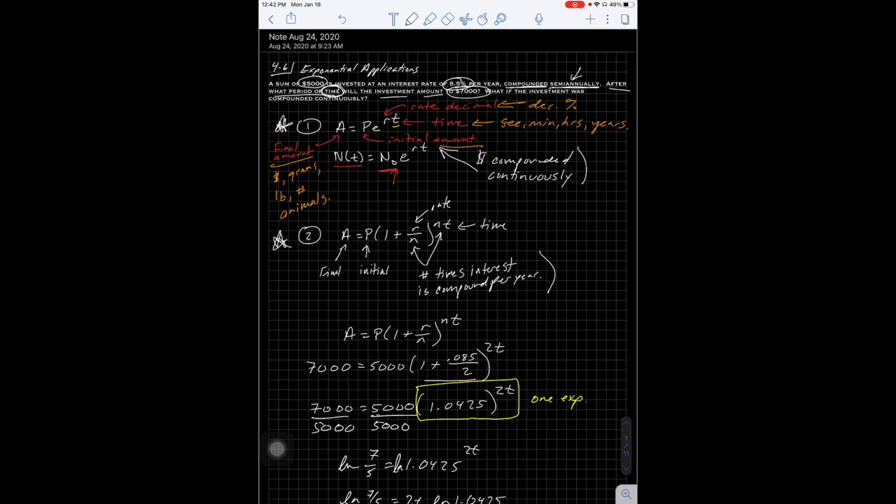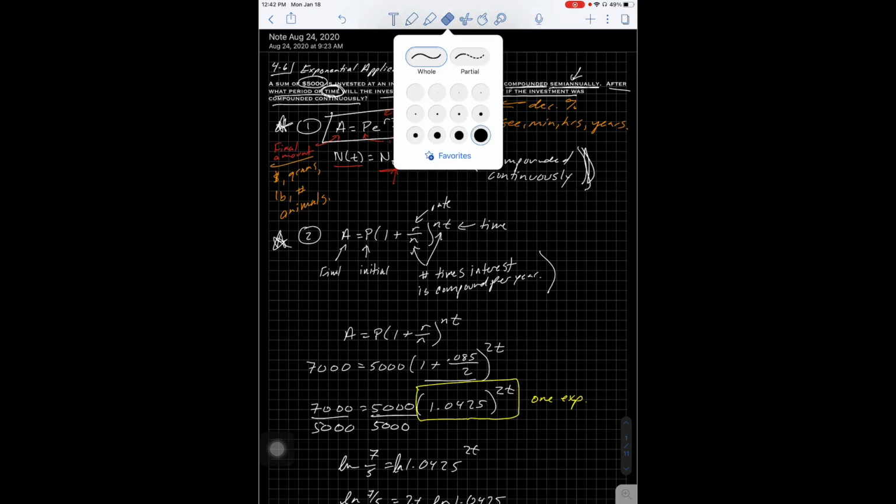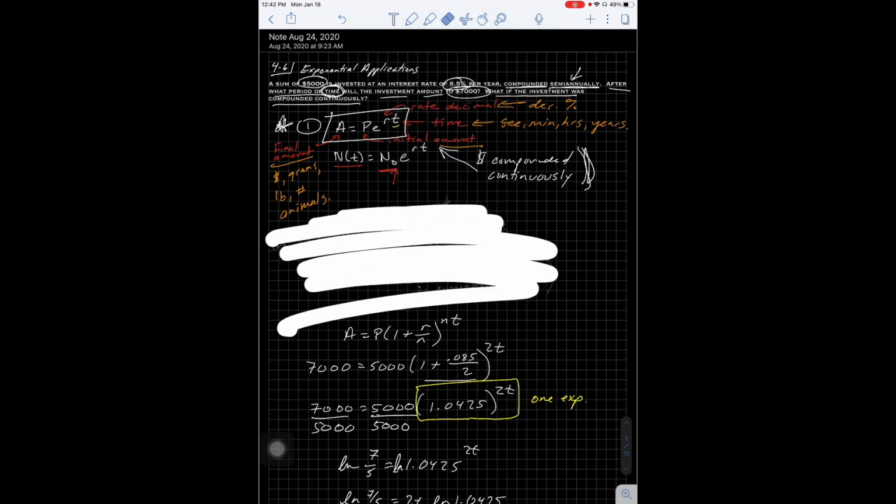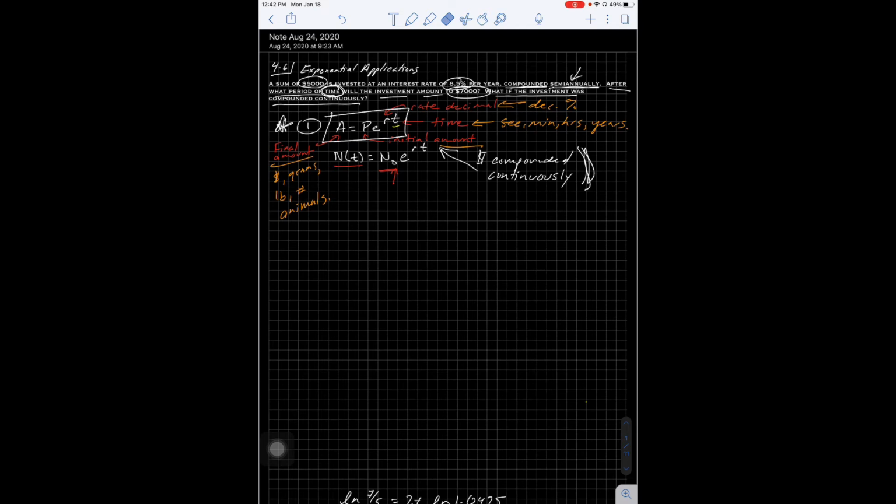Now there's a part B to this problem. It says, what if the investment was compounded continuously? Well, if it's compounded continuously, you're going to do the same process, plug in the same values, but this time we're going to be using this formula because this is our compounded continuously formula. So let's take a look at that. We're going to start with A equals P e to the RT. Again, my initial amount is 5,000. My final amount 7,000. And my rate is 0.085. And we're solving for T.